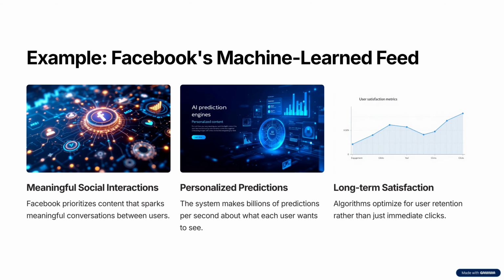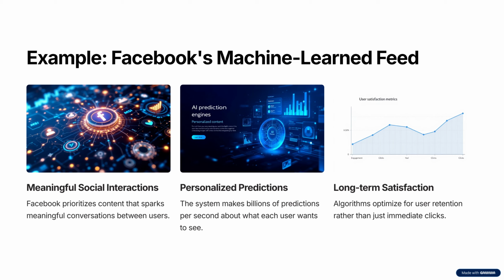And didn't one source use Facebook as a specific example of this complexity? Yes, Facebook's feed, powered by machine learning, is a classic example. They use these really sophisticated AI prediction engines to guess what I want to see. Essentially, yeah. The system makes billions, literally billions of predictions every second about what each user might find most valuable or engaging right now. Billions per second. That's mind-boggling. It really is.